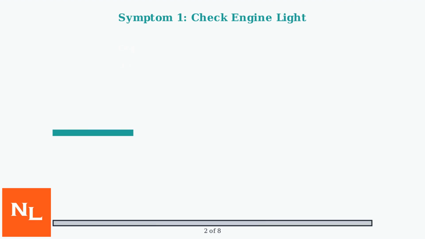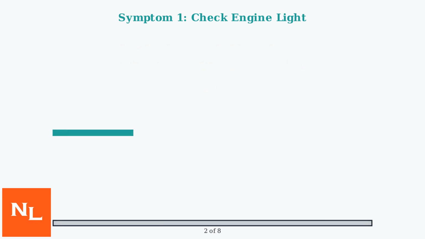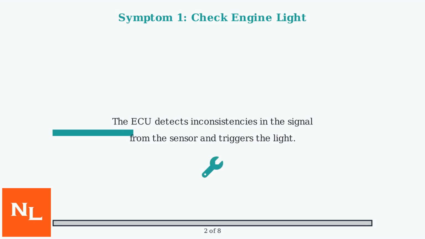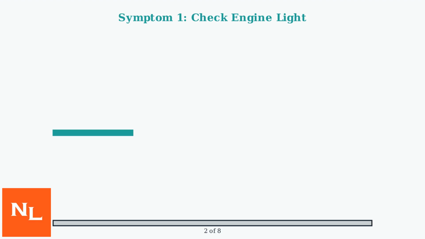One of the first signs of a failing APP sensor is the activation of the check engine light. The ECU detects inconsistencies in the signal from the sensor and triggers the light. Use an OBD2 scanner to read the diagnostic trouble codes. Common codes related to the AP sensor include P0121, P0122, and P0123. The check engine light should be taken seriously and scanned as soon as possible.